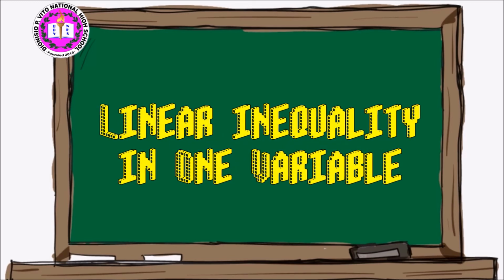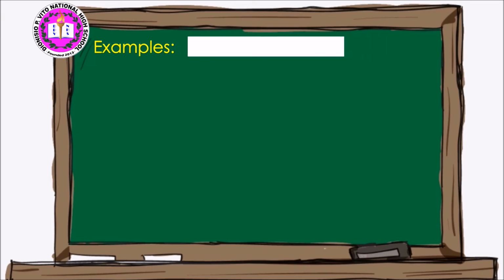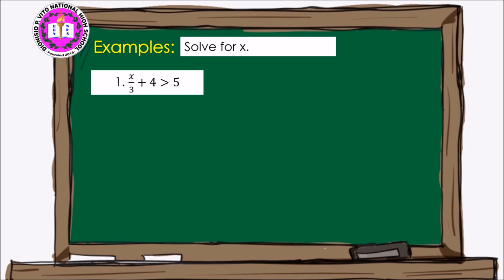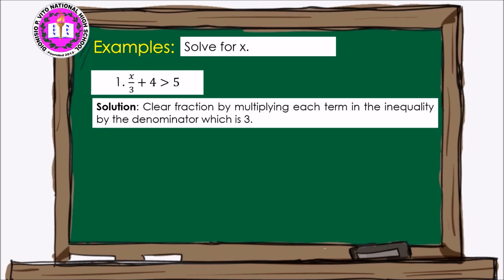Moving on to the linear inequality in one variable. To solve an inequality, you have to use the properties of inequality and follow the same steps in solving for the equation. For our example, we're going to solve for x. First one, we have x over 3 plus 4, which is greater than 5. Our solution, we're going to clear fractions by multiplying each term in the inequality by the denominator, which is 3.